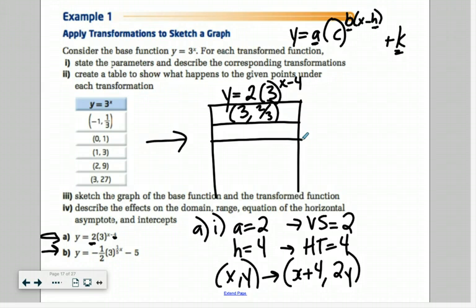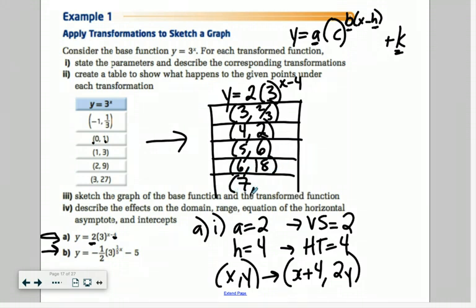Doing the same thing with the other points: that point of (0, 1), 0 plus 4 is 4, and 1 times 2 is 2. Next point, 1 plus 4 is 5, 3 times 2 is 6. Then 2 plus 4 is 6, and 9 times 2 is 18. Finally, 3 plus 4 is 7, and 27 times 2 is 54. So that would be your new table of values. You can use that to then sketch a graph.